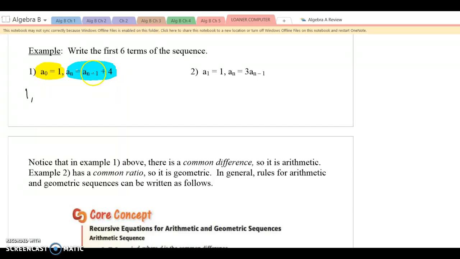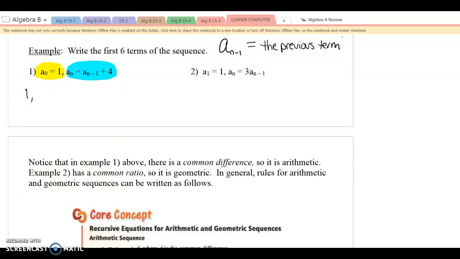Then in blue, this tells us how the nth term or how the next term is related to the previous term. And what you really need to know is that this symbol, a sub n minus 1, notice the n minus 1 is in the subscript, basically means the previous term. This is the term that comes before a sub n.